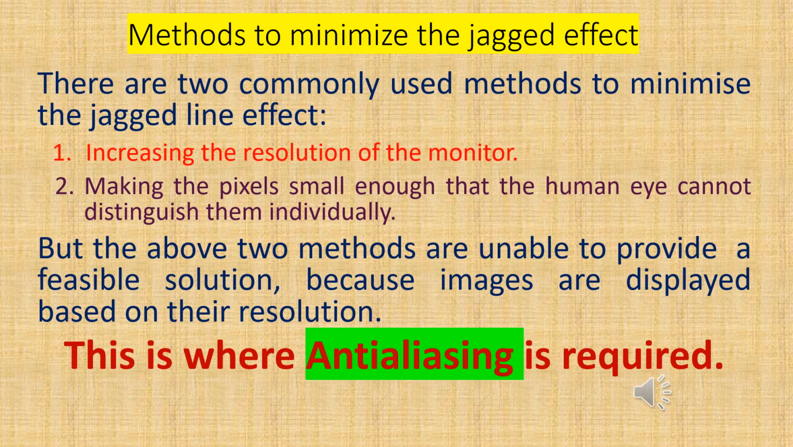Now we will discuss the methods to minimize the jagged effect. As we know, there are two commonly used methods to minimize the jagged line effect. Number one, increasing the resolution of the monitor, and number two, making the pixels small enough that the human eye cannot distinguish them individually. But the above two methods are unable to provide a feasible solution because images are displayed based on their resolutions. Here comes the term anti-aliasing.